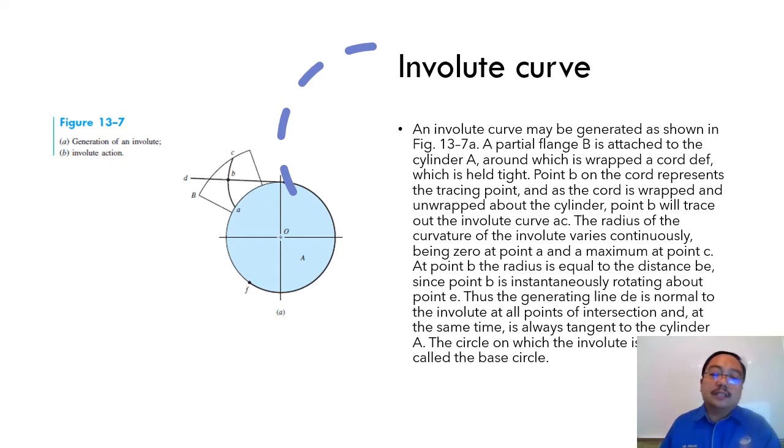So, what does it mean? You can read all the sentences. I try my best to represent what this sentence means. Okay, this is what the sentence means. This is the cylinder, and this is the rope.